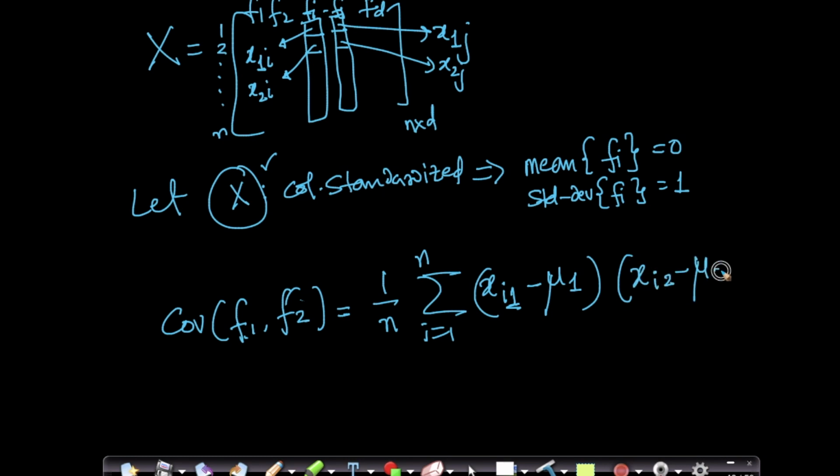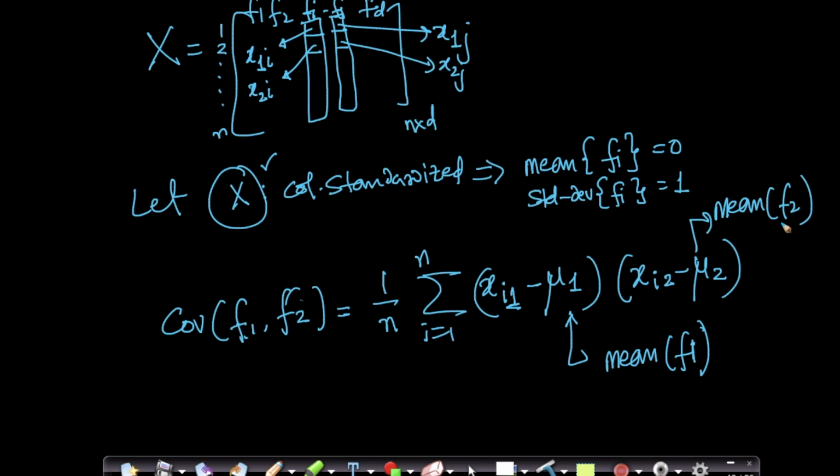xi2 minus mu2. Now mu1 is nothing but the mean of f1, sorry, and this is nothing but the mean of f2, right? So let me change the color so that I can explain it better. I have two, so this I can think of as my random variable x, and this I can think of as my random variable y. What is the covariance of x comma y? Take all the values of x, subtract the mean of x, take all the values of y, subtract the mean of y, and take the average value. This is basically averaging, right?